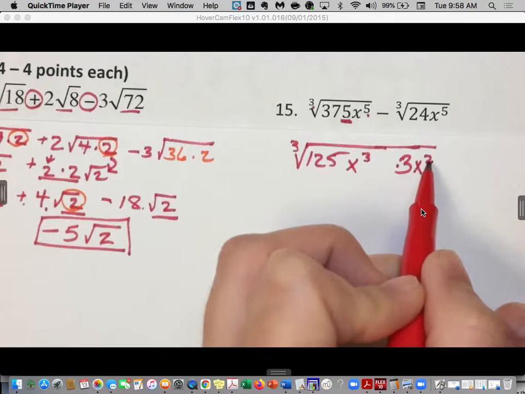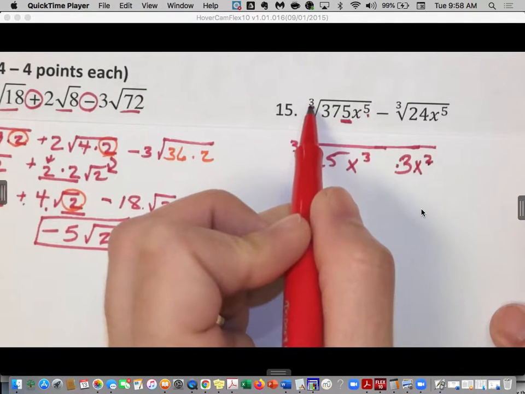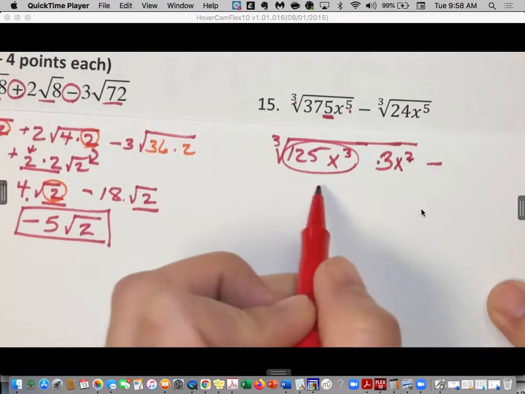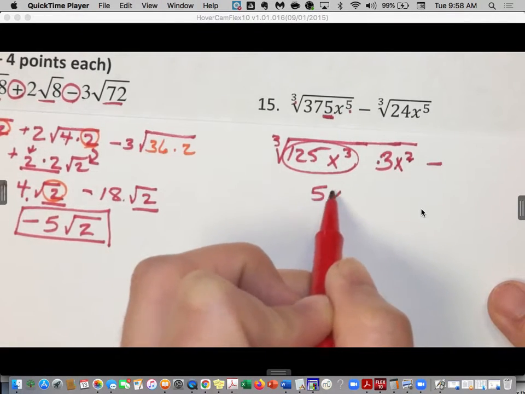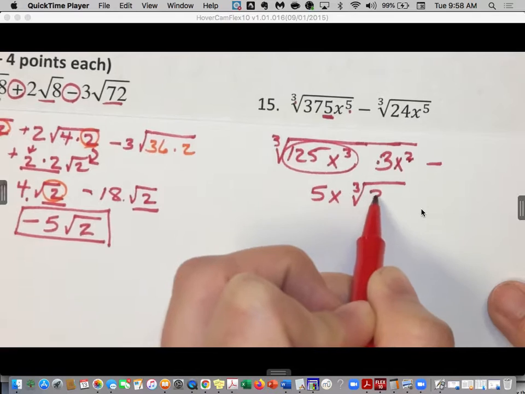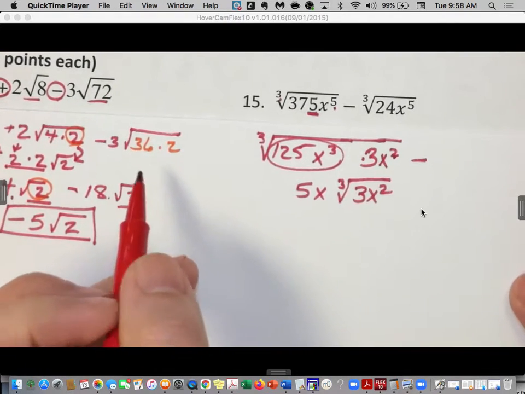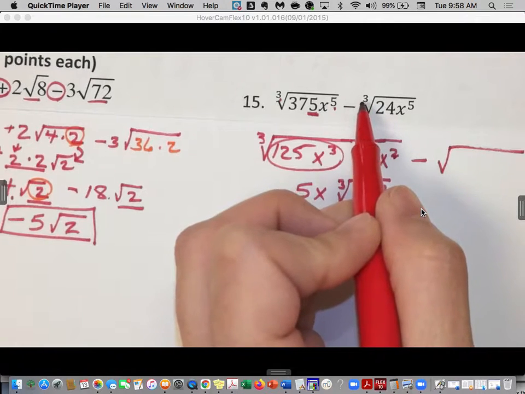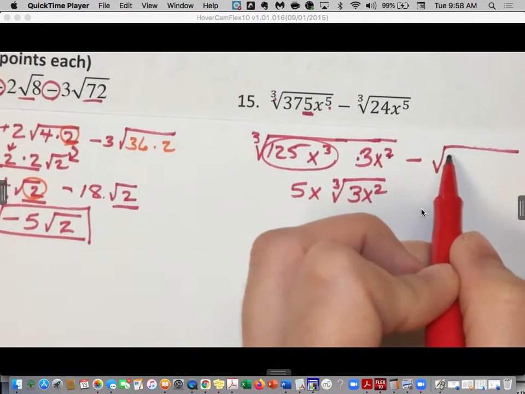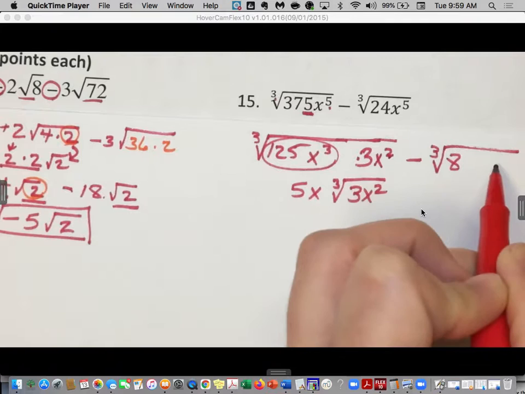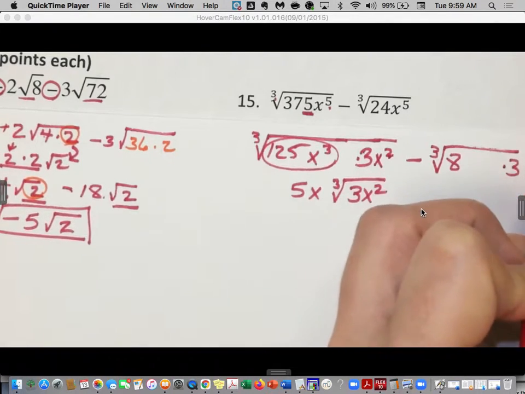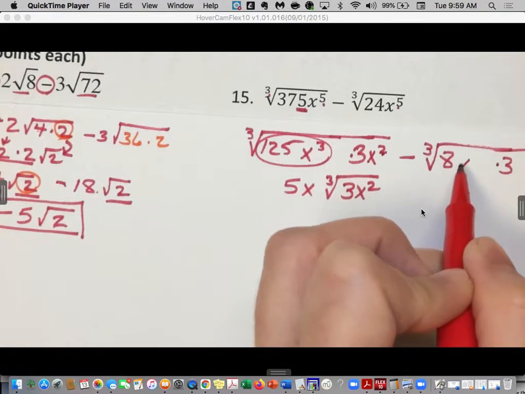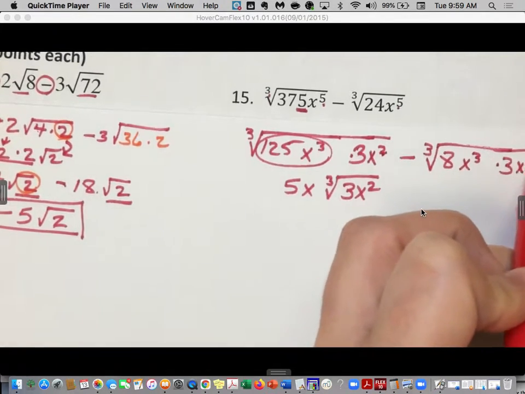Okay, and remember, this power can never be equal to or exceed that root. All right, and I could go ahead and finish this up. That cube root is going to be 5x on the outside, cube root of 3x squared. All right, over here, I've got to break up the 24. The perfect cube that goes into 24 is 8. Okay, so don't forget what you're doing. You need to do perfect cubes, not perfect squares. All right, and then we've got the 5x's again. So we still do 3 here and 2 there.